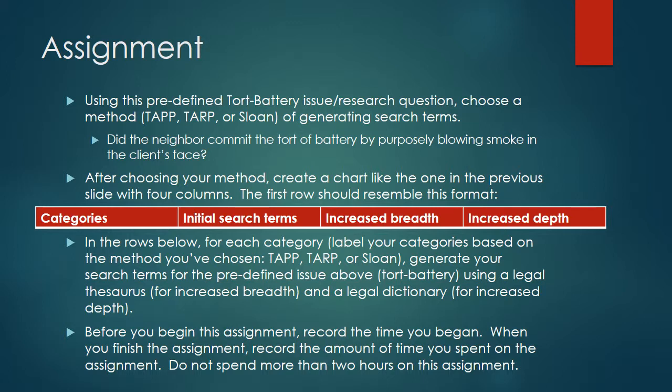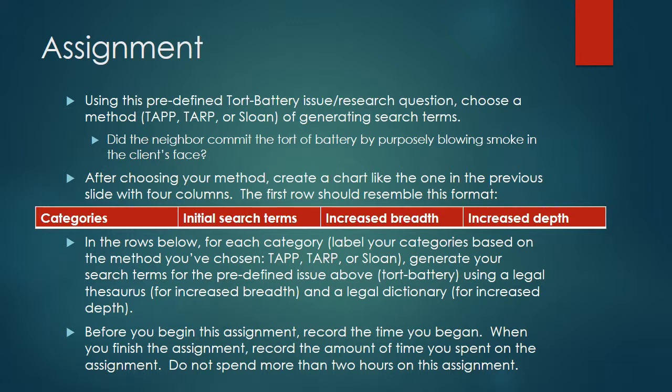You can read this again and just make sure that you understand that we're using the tort of battery case issue question, where you're building a chart and you're going to name the categories according to the method TAPP, TARP, or Sloan, and you're going to, for each category, write search terms that you found from the case scenario, and then increase the breadth and increase the depth as we've discussed in here.